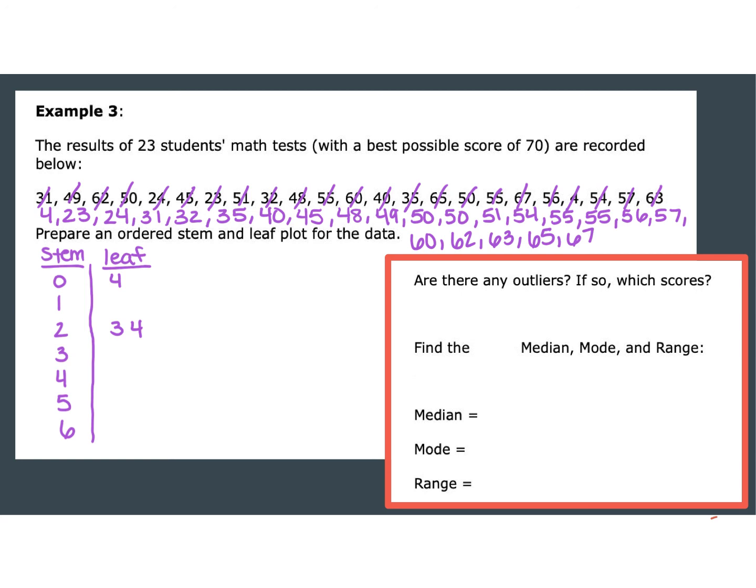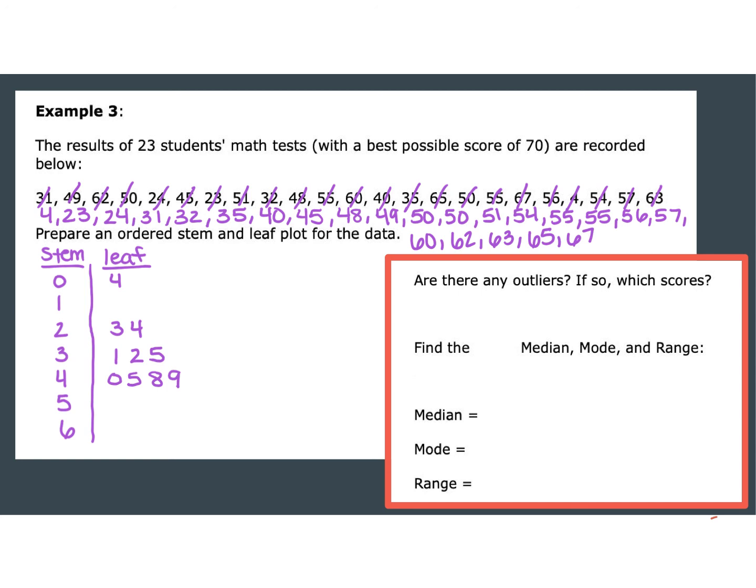For our stem of 3, we will have the leaves of 1 for 31, 2 for 32, and 5 for 35. For our stem of 4, we will have leaves of 0 for 40, 5 for 45, 8 for 48, and 9 for 49.